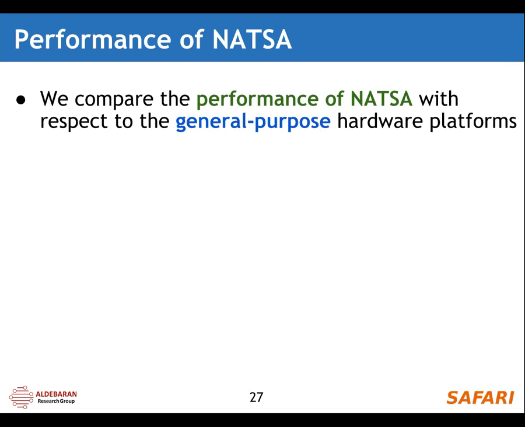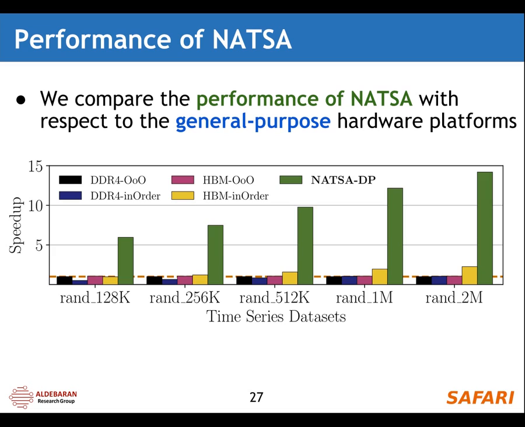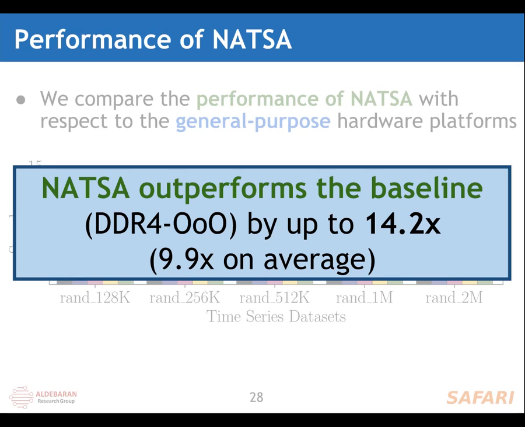We first compare the performance of NATSA with respect to the general-purpose hardware platforms. We use time series of different lengths, and we observe that NATSA outperforms the baseline DDR4 out of order by up to 14.2 times, 9.9 times on average.